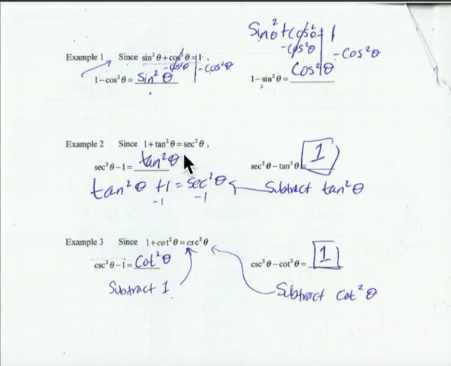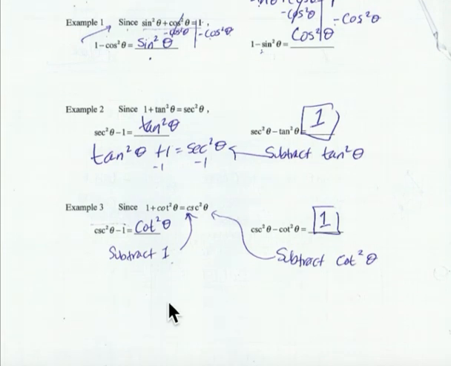And from this relationship right here, all I have to do is subtract 1 from each side of this equation to get secant squared theta minus 1 on this side is equal to tangent squared. Over here, all I have to do is subtract tangent squared from each side of this equation, and I end up with secant squared minus tangent squared equals 1.